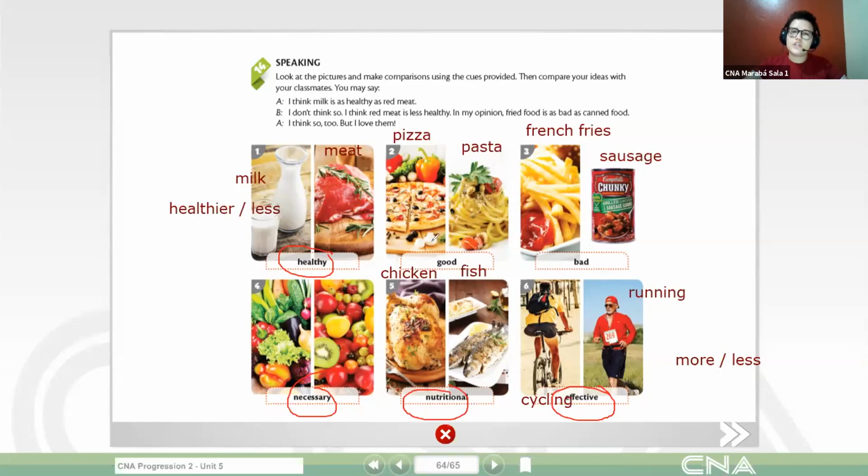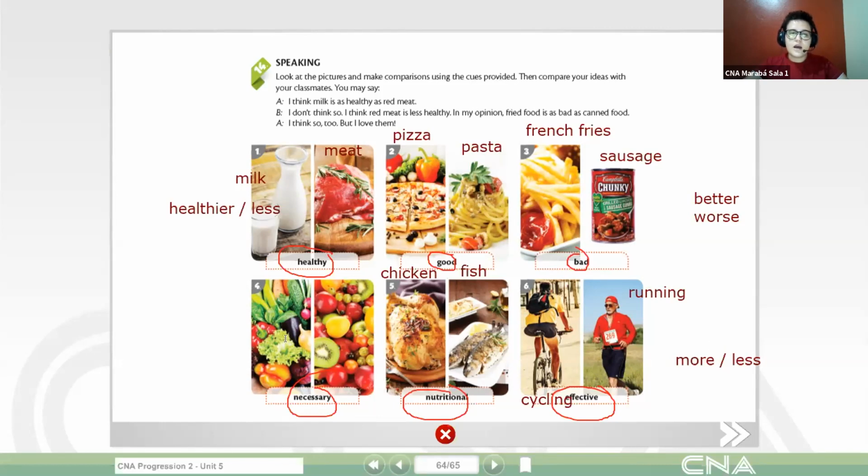And the adjectives good and bad have specific words. For good, I use better, and for bad, I use worse. Healthy is a short adjective, so I have to use healthier or less. Good and bad have specific words for the comparative, so better and worse. Necessary, nutritional, and effective are long adjectives, so all I have to do is use the words more or less.